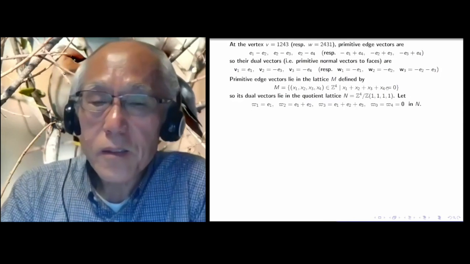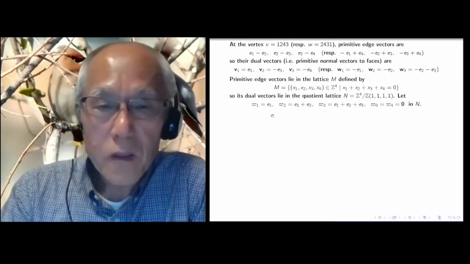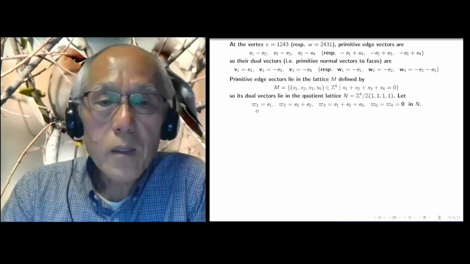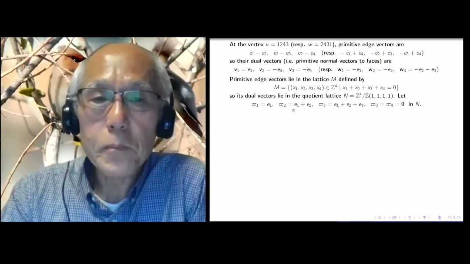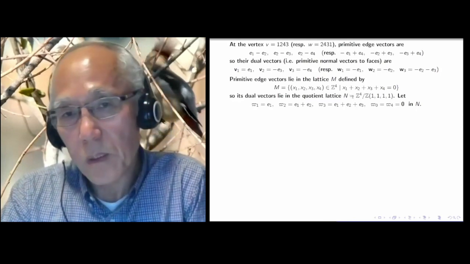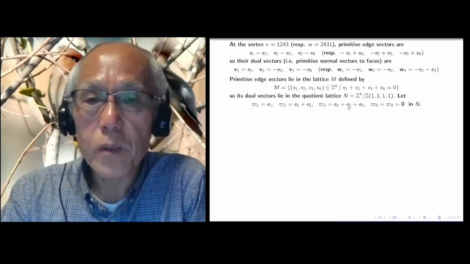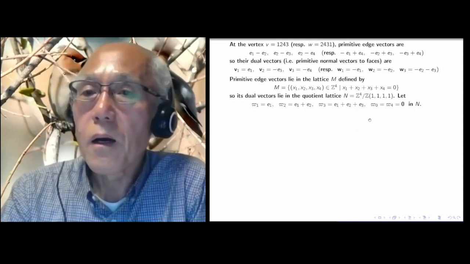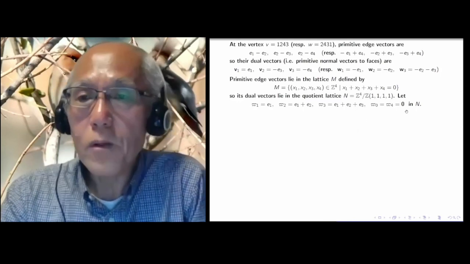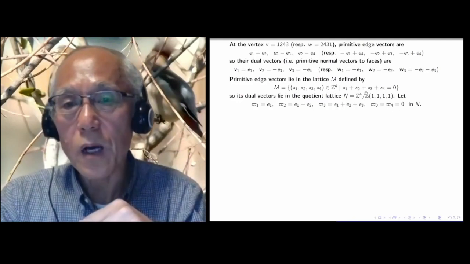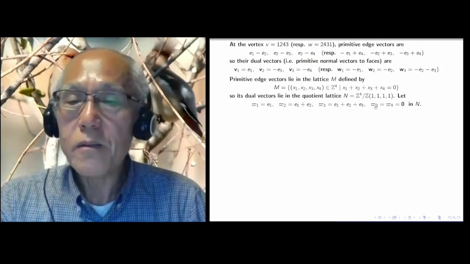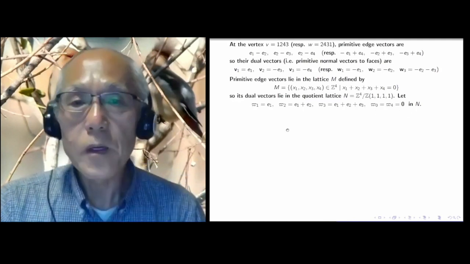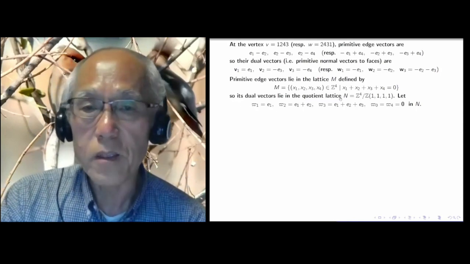As a basis of N, the following is a natural basis. I take the image of E1 in N and call it pi1. pi2 is the image of E1 plus E2 in N, and pi3 is the image of E1 plus E2 plus E3 in N. The image of E1 plus E2 plus E3 plus E4 in N is 0 because I'm taking the quotient by this vector. So pi4 is 0, and I set pi0 equal to 0 for convenience. So pi1, pi2, pi3 is a natural basis of N.